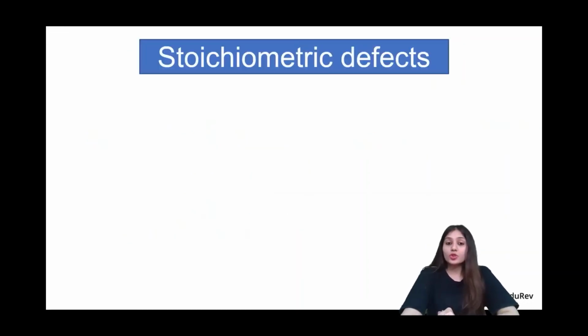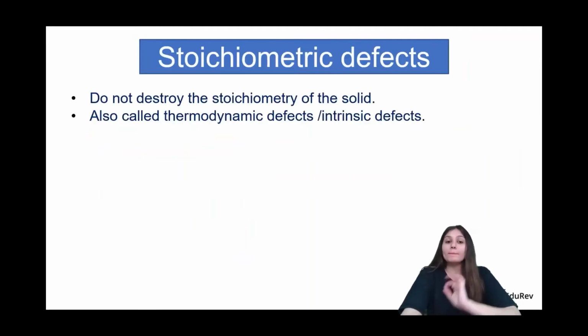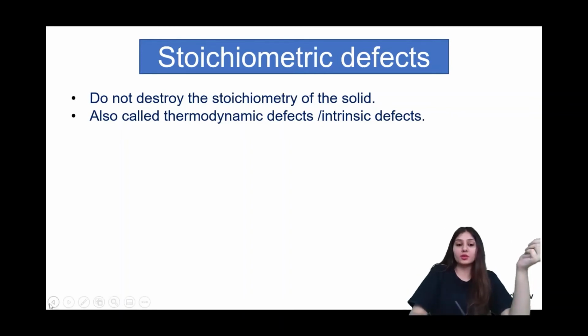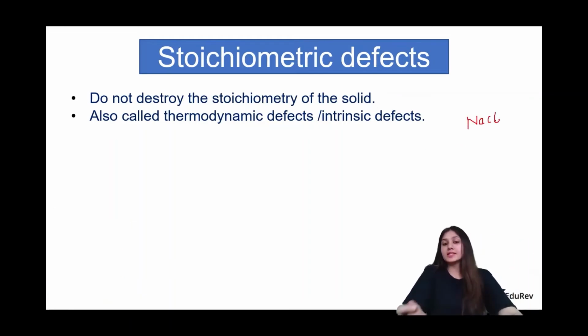If we talk about the stoichiometric defects, these will not destroy the stoichiometry of the solid. Now, what is stoichiometry? If I write NaCl, which is salt, it means for every one sodium ion there should be one chloride ion. This is the stoichiometry of the NaCl solid. But if there are fewer sodium ions or a higher amount of sodium ions for one chloride ion, that is going to be a wrong stoichiometry. So these defects will not play with the stoichiometry, and they are also called thermodynamic defects or intrinsic defects.